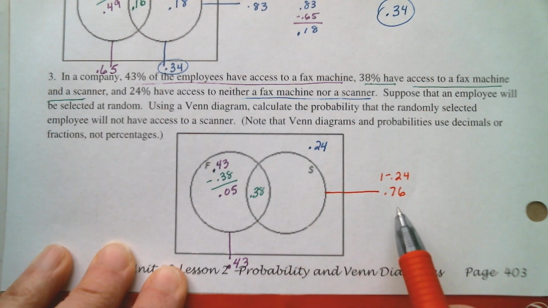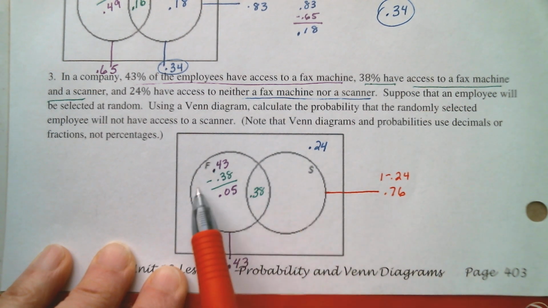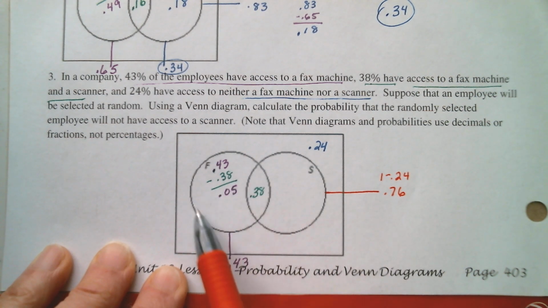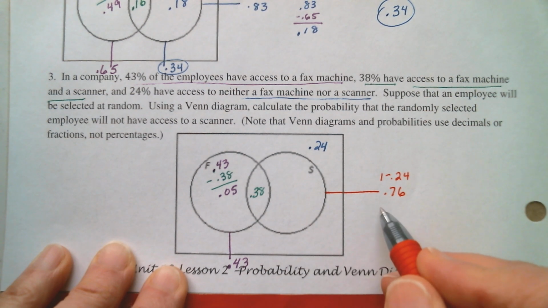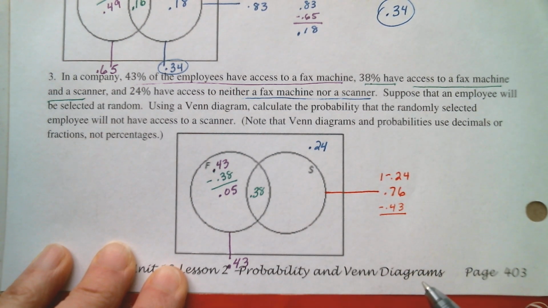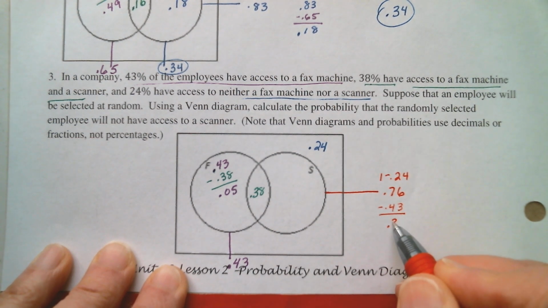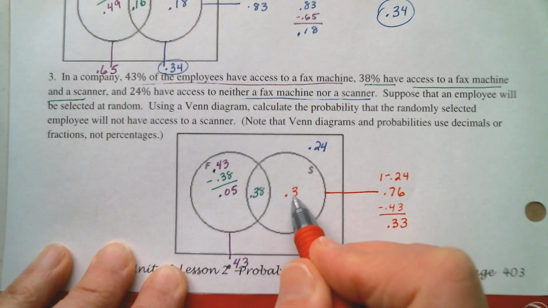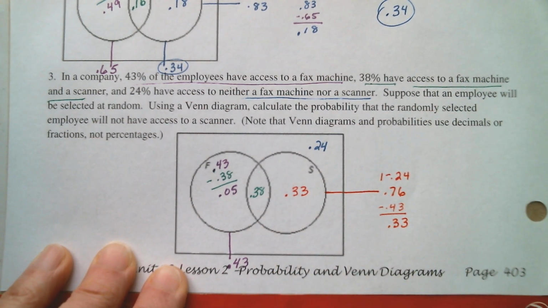Leaving this whole thing is 0.76, and this whole circle is 0.43. If I subtract that, I get 0.33. So this is 0.33. This portion of circle S is 0.33.